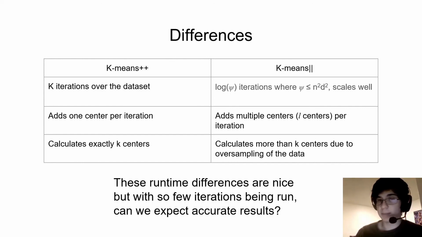And the third difference is, like I've pretty much been saying, that k-means plus plus calculates k-centers, whereas k-means parallel calculates more than k-centers, significantly more, hopefully. And you generate L log psi centers in expectation, so that should be way greater than k. And I think it's important to note these runtime differences are pretty great, but can we expect accurate results with such a large difference in runtime? You'd think maybe we're not analyzing the data close enough if we're taking such a short amount of time.